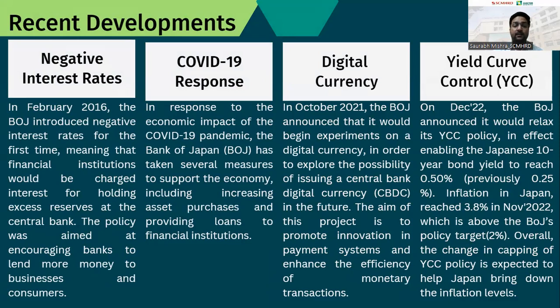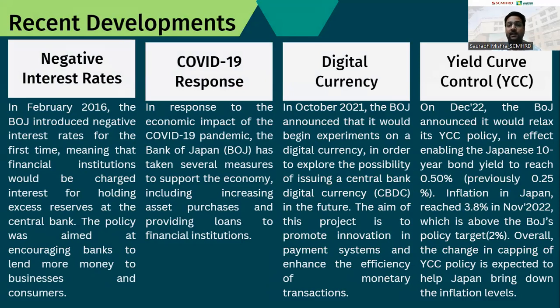Then COVID-19 response. In response to the economic impact of the COVID-19 pandemic, the Bank of Japan has taken several measures to support the economy, including increasing asset purchases and providing loans to financial institutions.